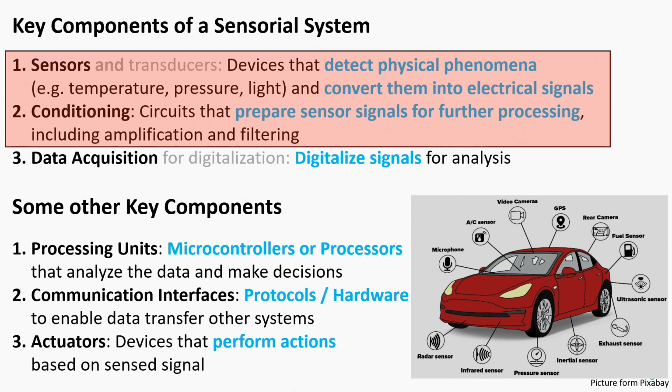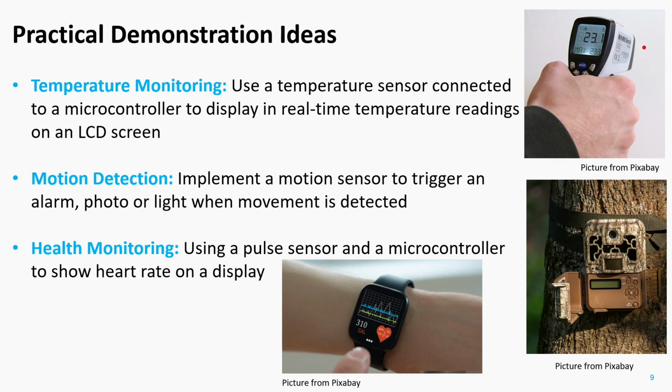Some other key components that are also involved in the sensorial system are the processing units, mainly made by microcontrollers, that take the digitalized data and make decisions, or that at least show them on displays, LCD, and so on. Another important key component is the communication interface, made of protocols and hardware that enable transferring data from one microcontroller or processor to another. Finally, there is a last element that is really important in all the process, and is not studied in this MOOC. It is the actuator. Actuators are elements that act as a result of a sensed variable generated by the sensorial system. We can finally see in this slide three practical demonstrations of different sensorial systems.